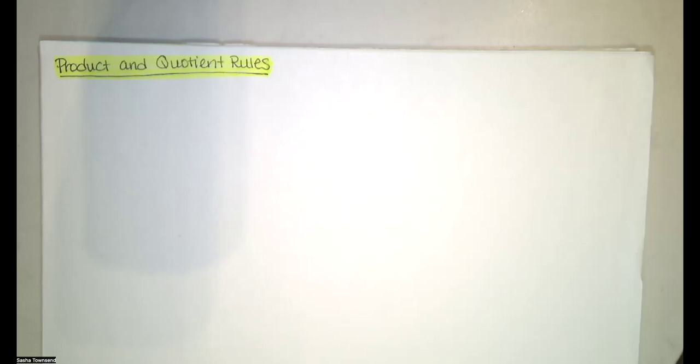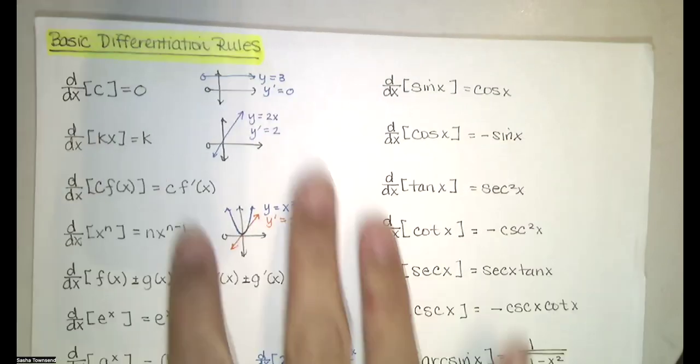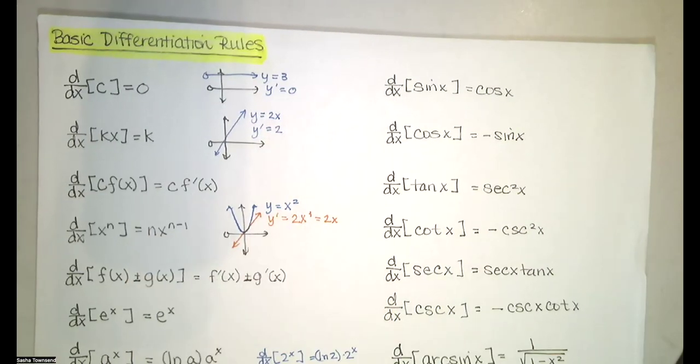In this video, we're going to introduce what are called the product and quotient rules. Now, in order to apply the product and quotient rules, we actually have to remember our basic differentiation rules. So remember, you have a sheet that looks like this. It's actually a PDF version of this. You need to know all of these rules because we'll be applying them in the context of other problems.